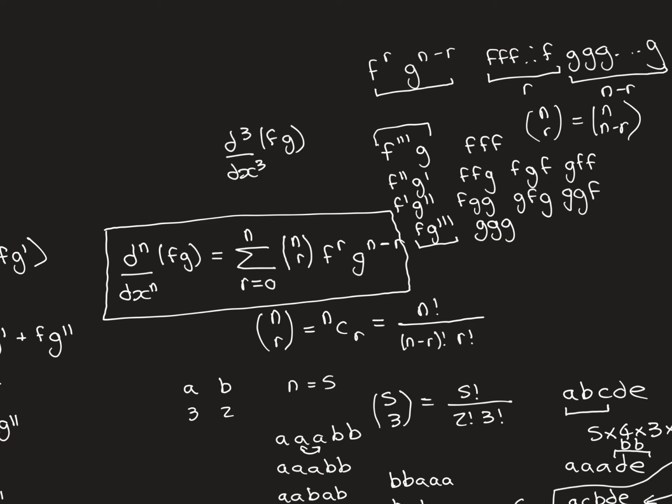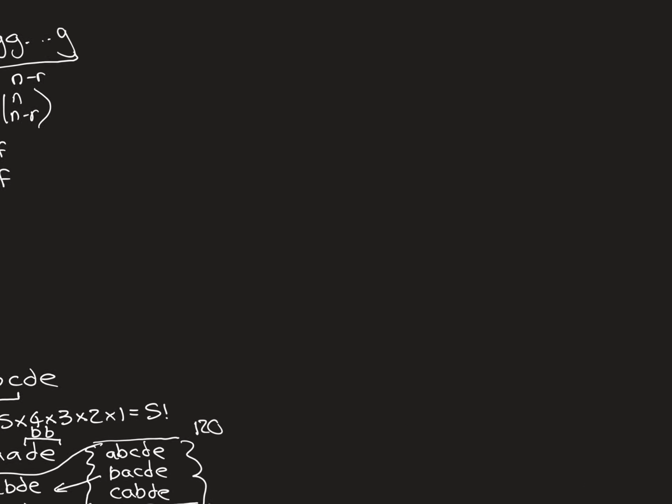So let's perform a formal proof by induction of this formula now. So we will need some more space. So we'll go over here. So we'll write the formula out again. So the nth derivative of the product f times g is equal to the sum from r equals 0 to n of n choose r times f differentiated r times, g differentiated the remaining number of times, n minus r times.